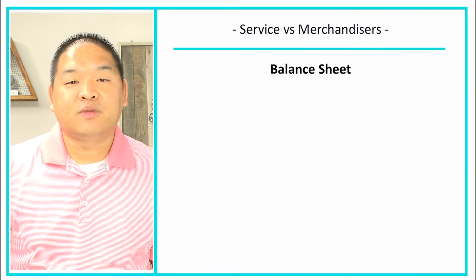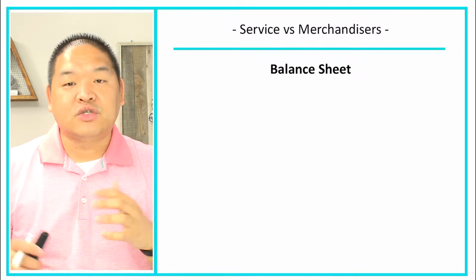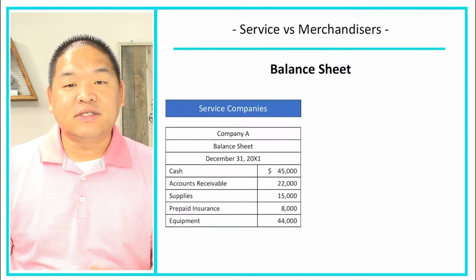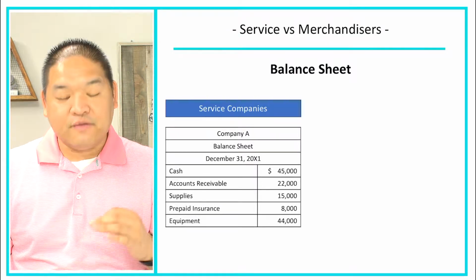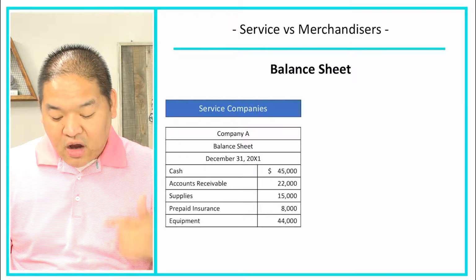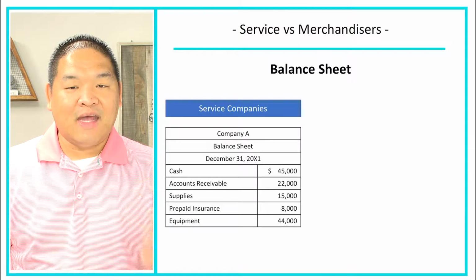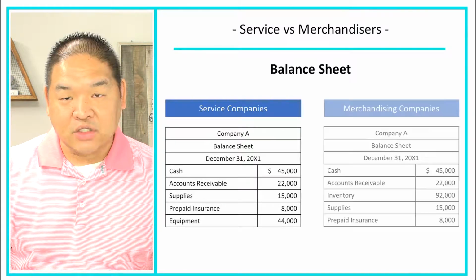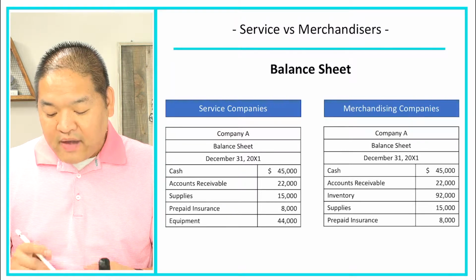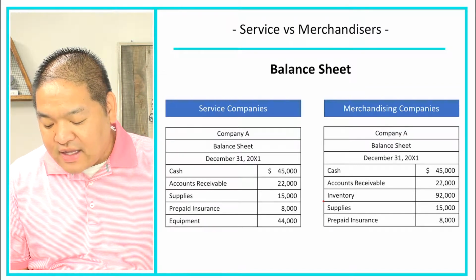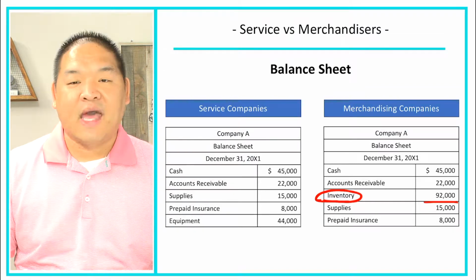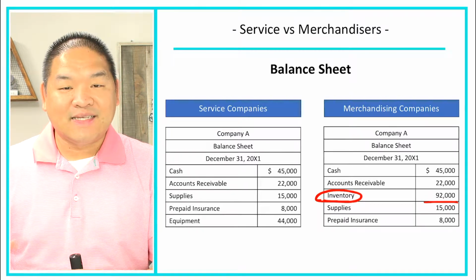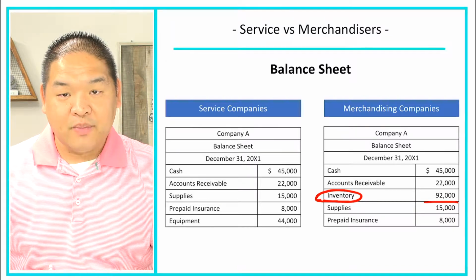Looking at some of the differences between service companies and merchandisers, we've got some financial statements that we can look at. The first one here is the balance sheet. This is an example on your screen of a balance sheet for a service company. Notice we have cash, AR, supplies, prepaid insurance, and equipment. Now let me go ahead and put on the right side what a balance sheet would look like for a merchandiser. For a merchandiser, notice we have cash, we have AR, but we also have inventory, in this case of $92,000. So a merchandising company would have inventory on their balance sheet.